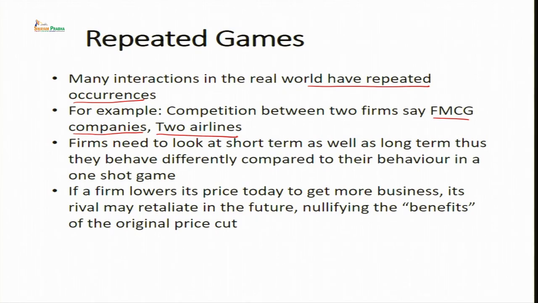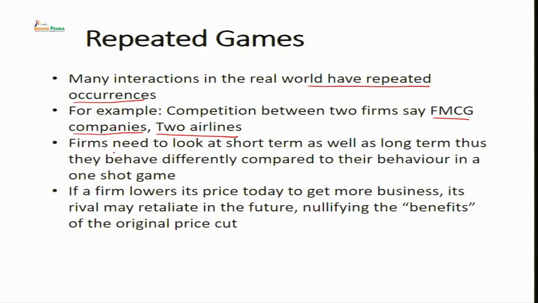Okay. So, what is the difference between these two situations? When they are just interacting once, they need not care much about the long term or anything else apart from the game itself in that period. But in such situations that I am talking about in repeated games, they are interacting repeatedly. So then they also need to think about the future. This is what I mean: firms need to look at the short term as well as the long term. Thus, they behave differently compared to their behavior in a one shot game.